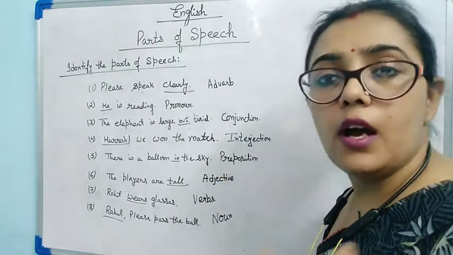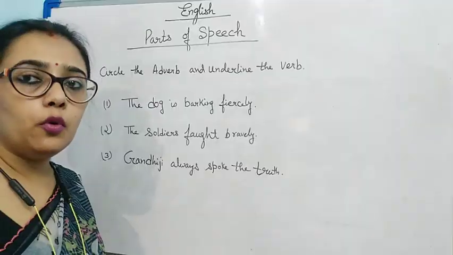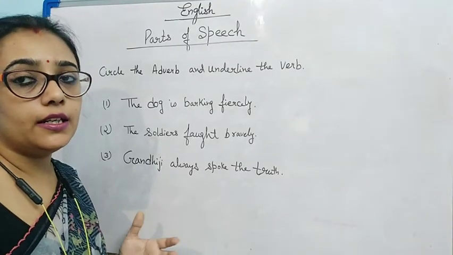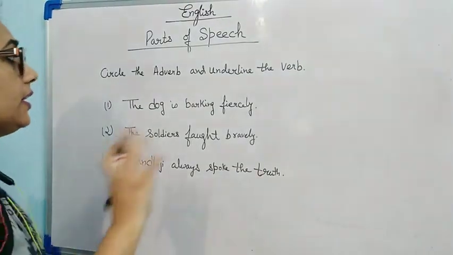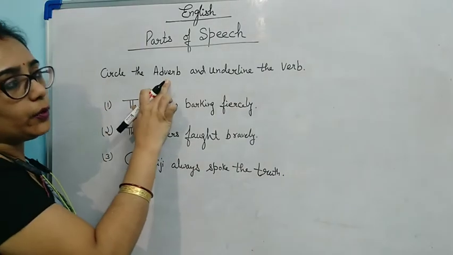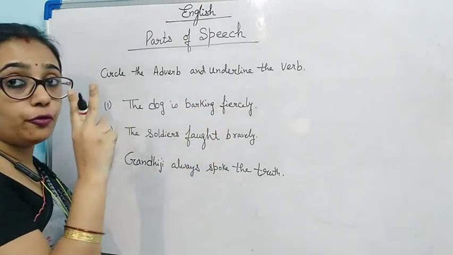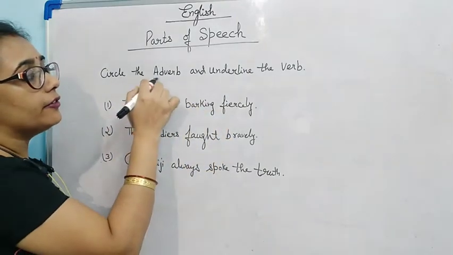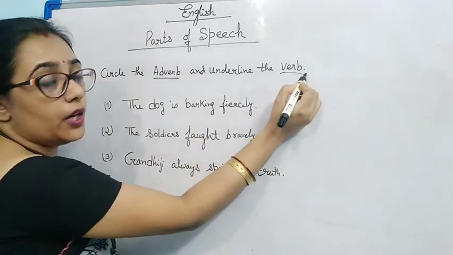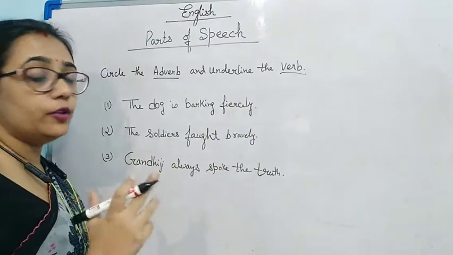Okay, now we will do another exercise. One more exercise to understand it very well. Okay, it can come like circle the adverb and underline the verb. That means in a single sentence you have to find two things. One is adverb and the other one is verb. Okay, let's see how you have to do.